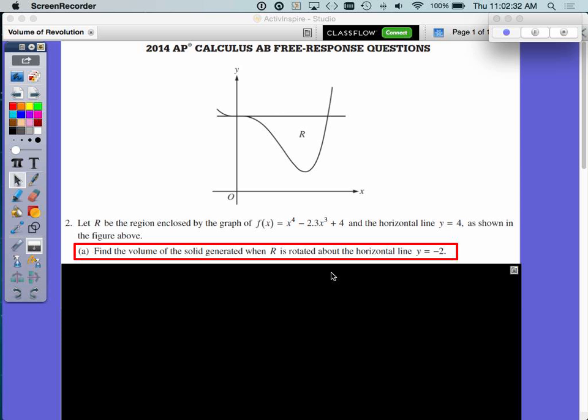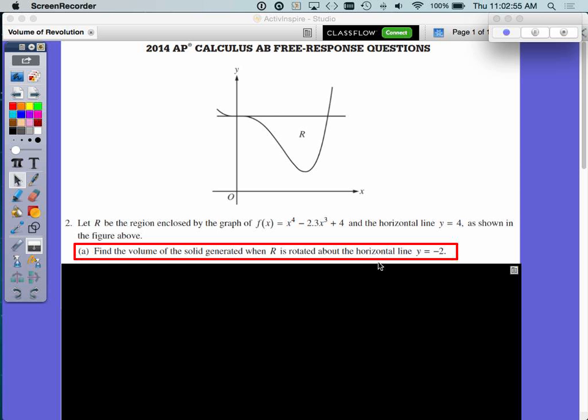So part A, question 2, says let R be the region enclosed by the graph of f of x equals x to the fourth minus 2.3x cubed plus 4, and the horizontal line y equals 4 as shown in the figure above. And we can see that they've drawn the graphs for us and they've identified the region R. Part A says find the volume of the solid generated when the region R is rotated about the horizontal line y equals negative 2.